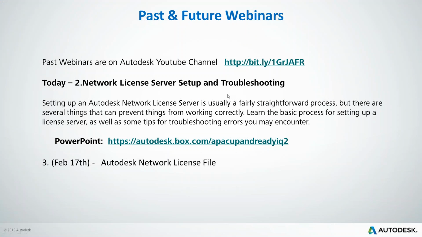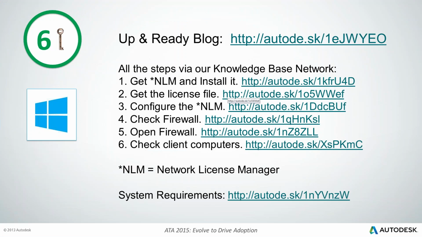So now we're going to talk about network license server setup and troubleshooting. We have a step-by-step guide on our up and ready blog site, and what you need to do is pretty much 6 steps. You will download and install the Network License Manager. You get a license file. You configure the Network License Manager. You make sure the firewall is open on the server and on the client computers. And then you make sure that the client computers can connect to the server. It's pretty straightforward from there on out.